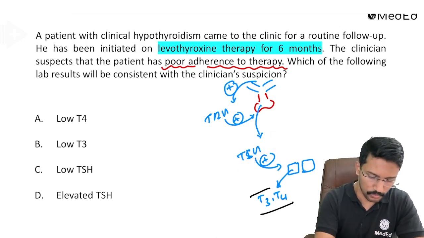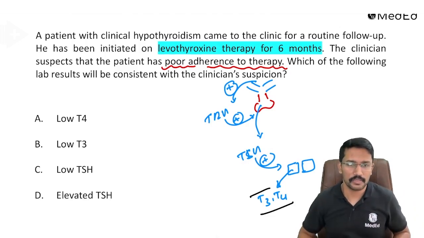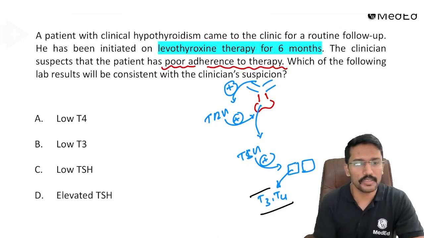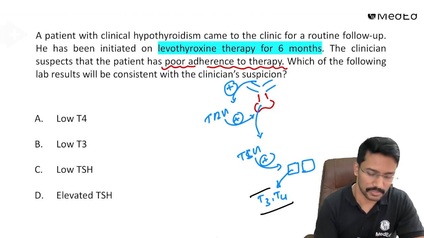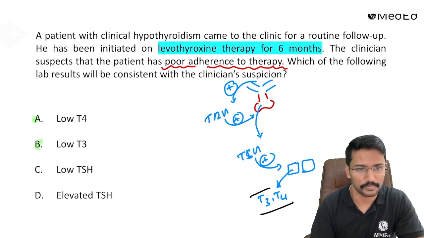So obviously the answer should be TSH here. I will be assessing whether the patient is taking medication properly or not, and whether the dosing is adequate or not, by looking at the TSH. Certainly not the T4, certainly not the T3.